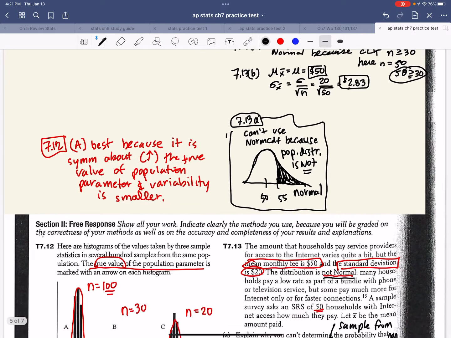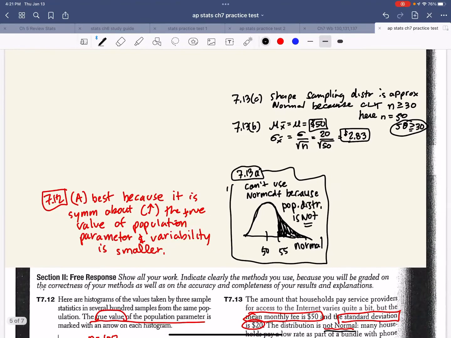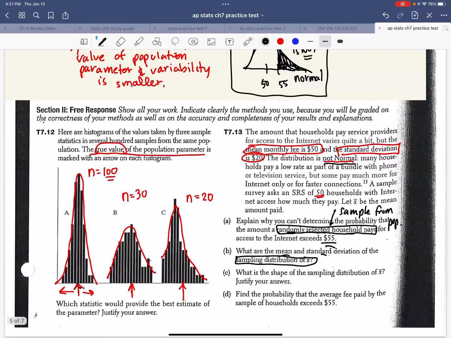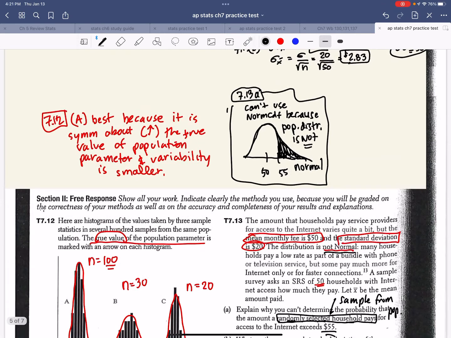That has to do with the population. I haven't dug into that yet, so we'll get there. All right, and D, find the probability that the average fee paid by the sample of the household exceeds that. So we can do our calculations, and we're going to do that. Right? That's what we've been practicing.